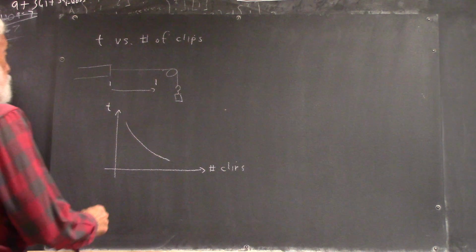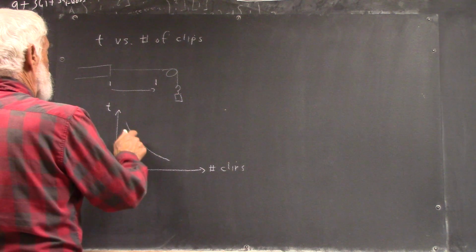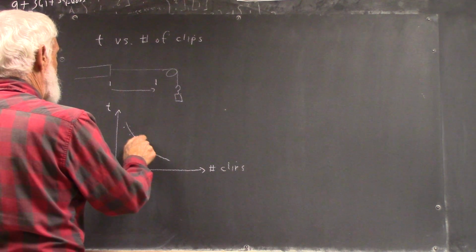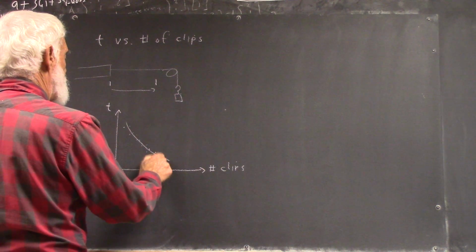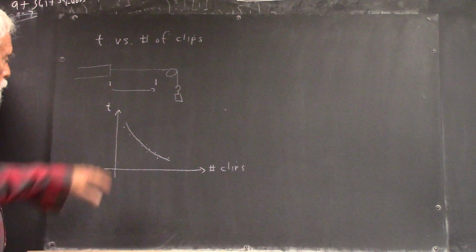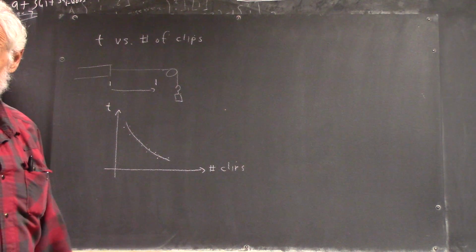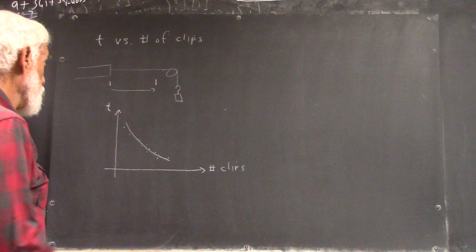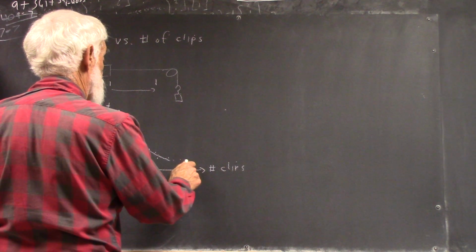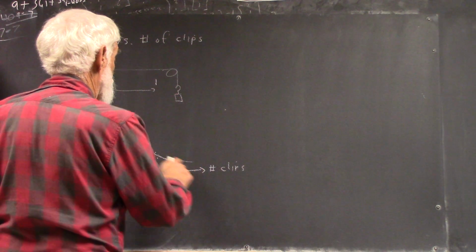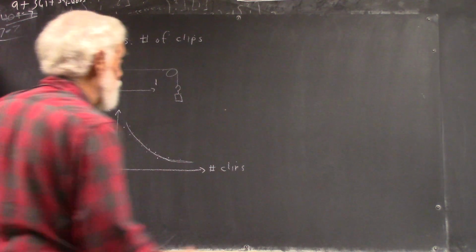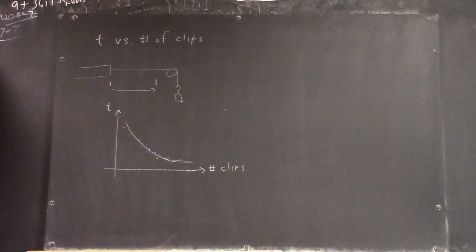So, to get that graph, you're going to take data points. You got data points, and you want to draw the curve that best fits your data points. When you get down here to a lot of clips, your time doesn't appear to be changing a whole lot. So you got to figure out what curve you think best fits the trend.